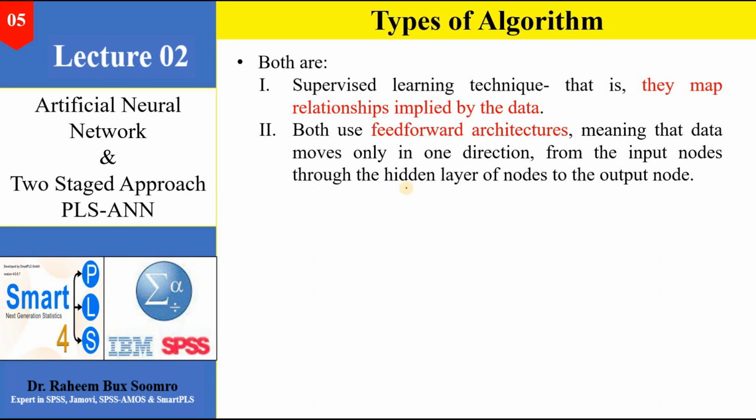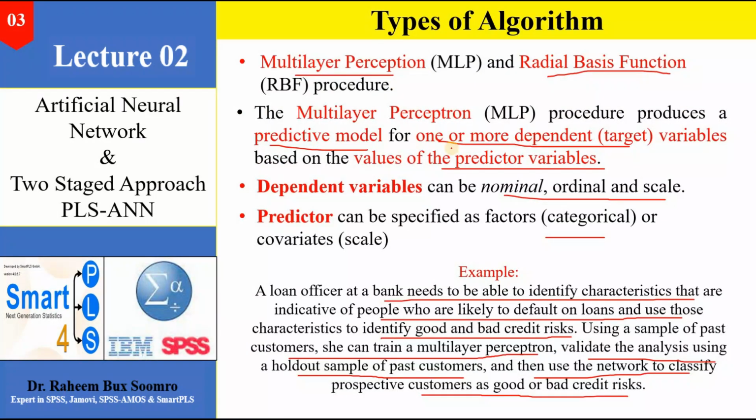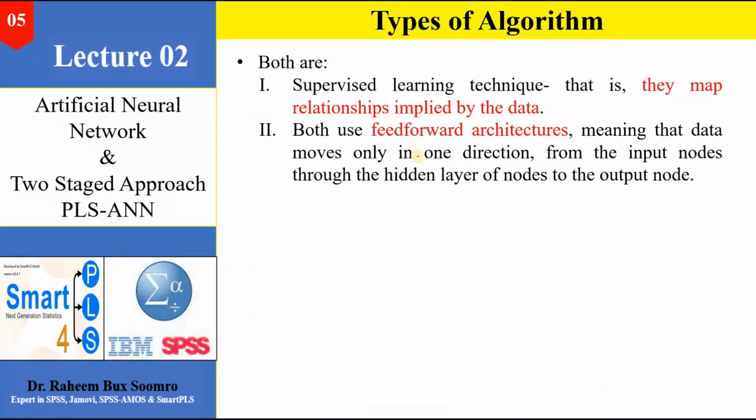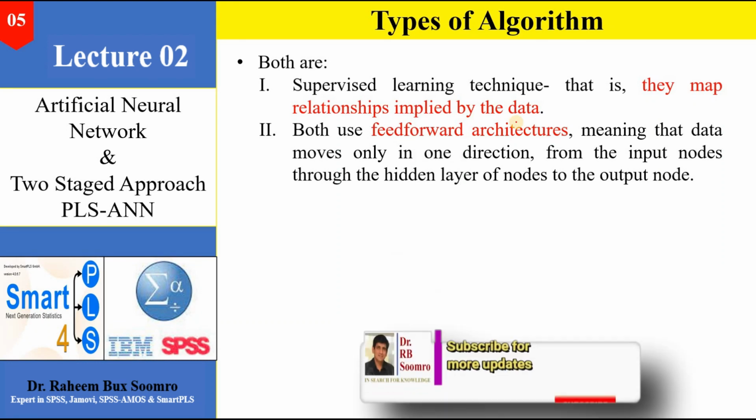Okay. Then here, both are supervised. Both means the algorithms MLP and RBF. Both are supervised learning techniques. That means they map the relationship implied by the data. So they will create the relationship according to the data which you have provided to them.